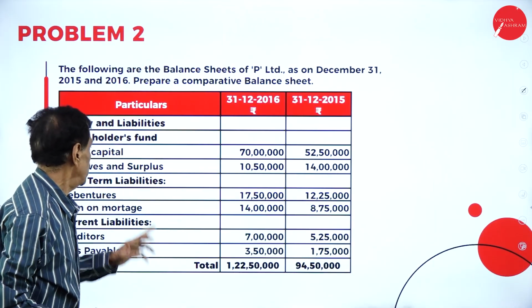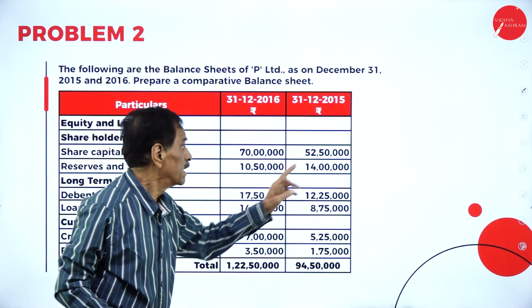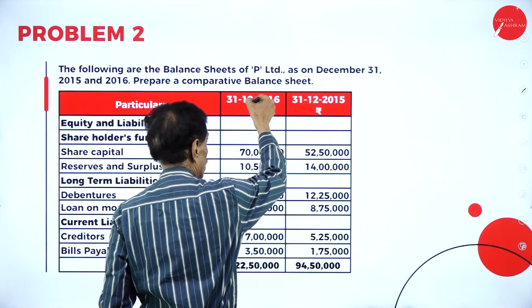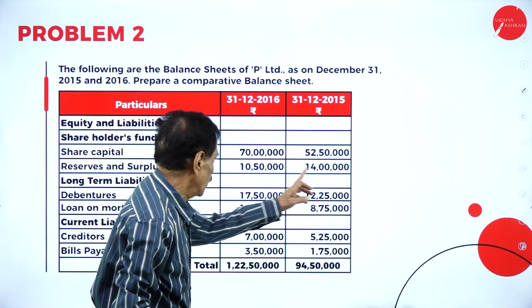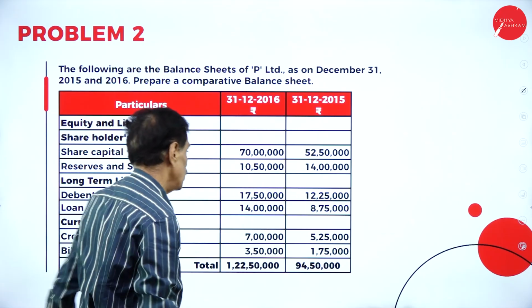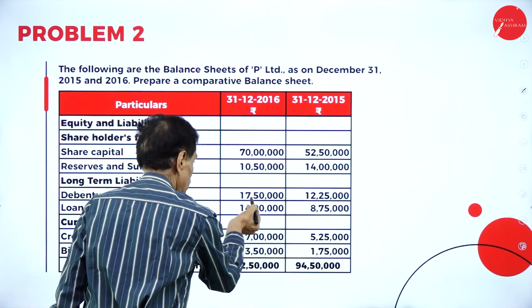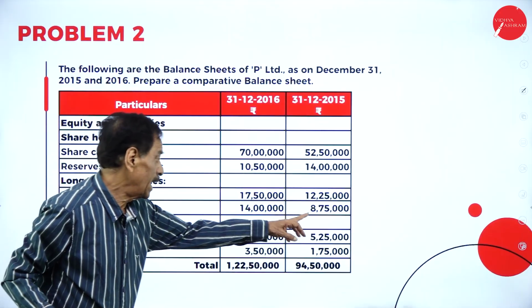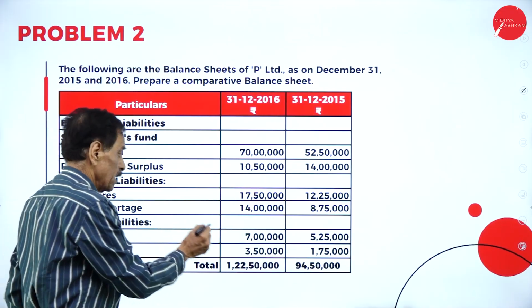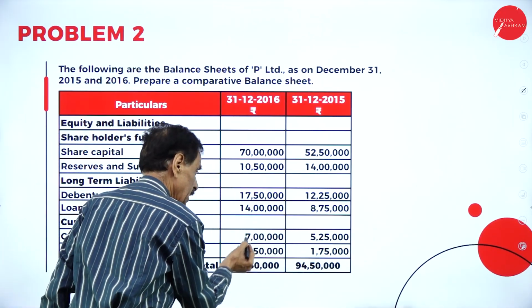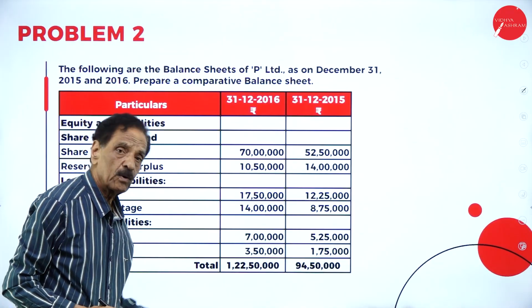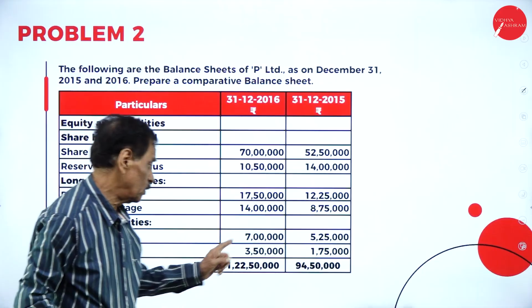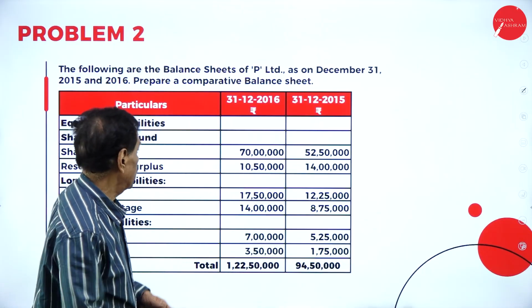So, shareholders fund, share capital 70 lakh. This is 2015, this is 2016. 52 lakh 50,000 becomes 70 lakh. 14 lakh becomes 10 lakh 50,000. 12 lakh 25 becomes 70 lakh 50,000. 8 lakh 75 becomes 14 lakh. Creditor 5 lakh 25 becomes 7 lakh. 1 lakh 75 becomes 3 lakh 50. So total is 1 crore 22 lakh 50,000, 94,000, 50,000.